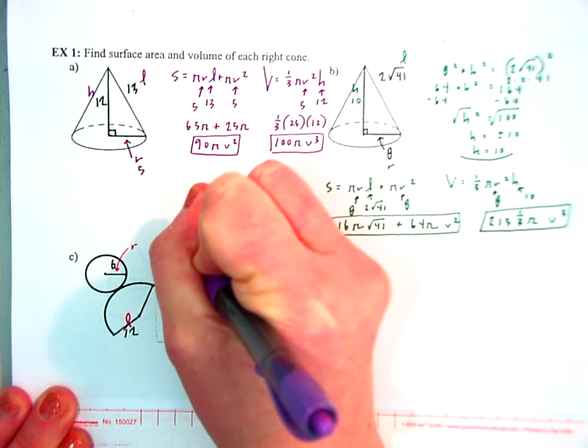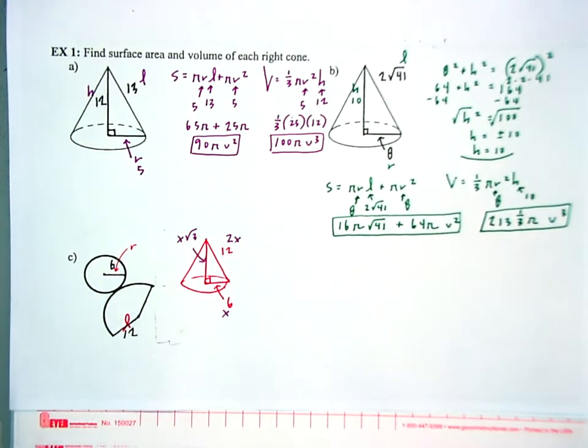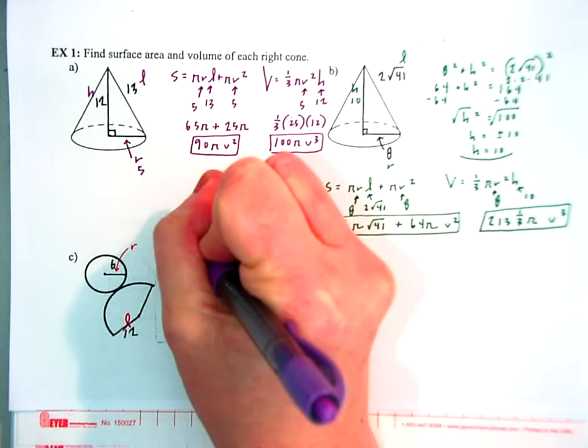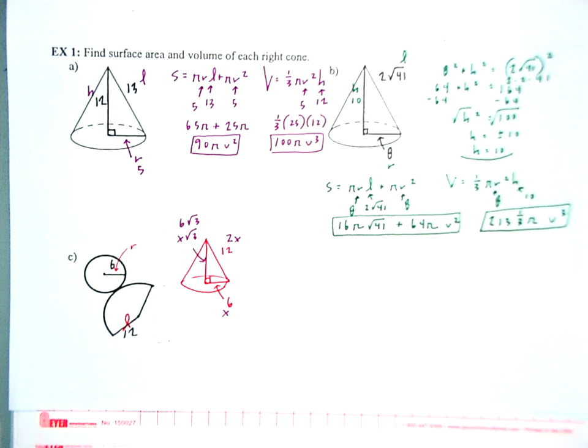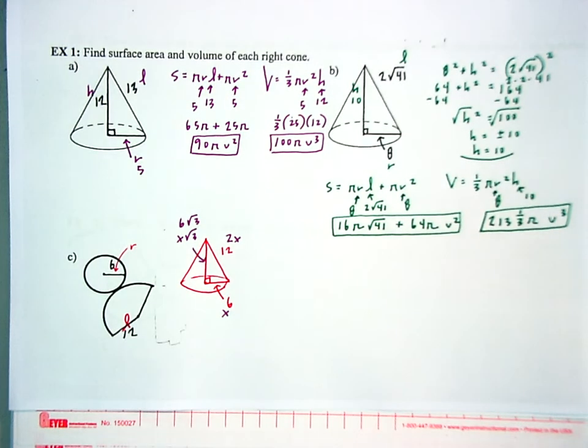If I recognize that that's a 30, 60, 90 triangle because I see a leg with a hypotenuse that's double, I can see that my height has to be just the x root 3, so 6 root 3. And if I didn't, I would just use Pythagorean theorem. It's not a problem. All right, so now I have everything that I need.